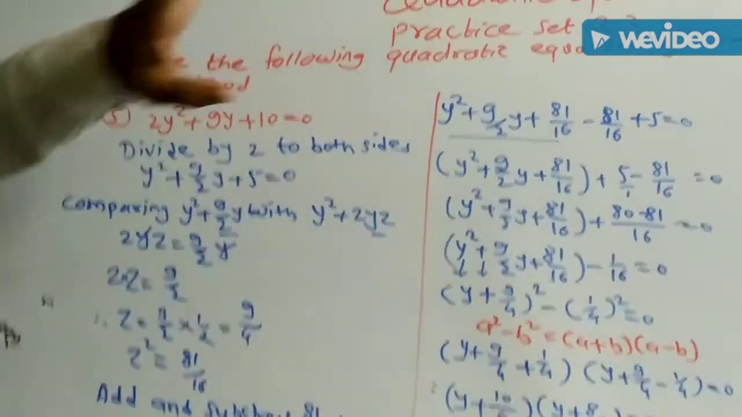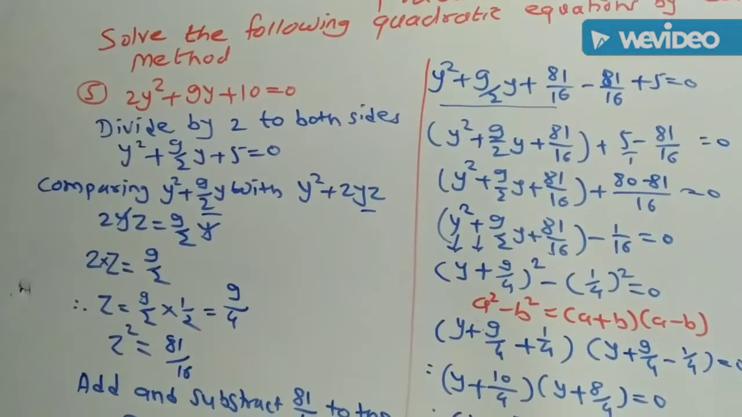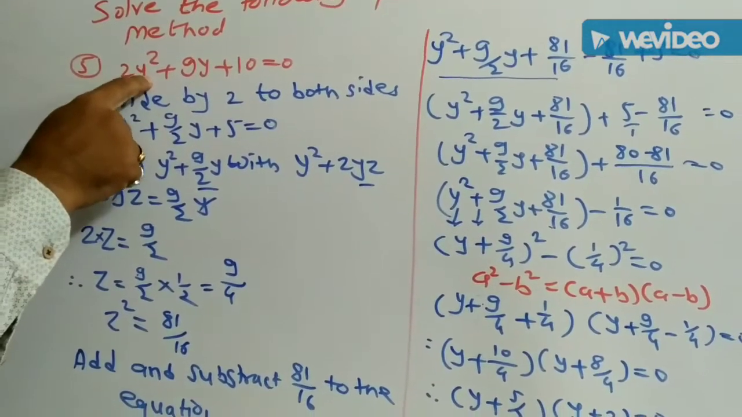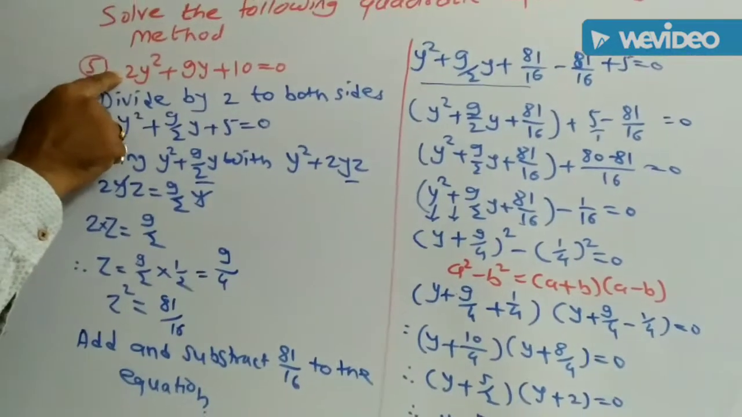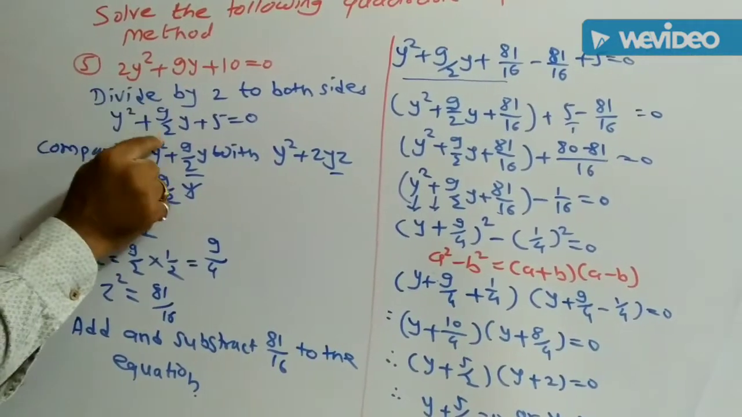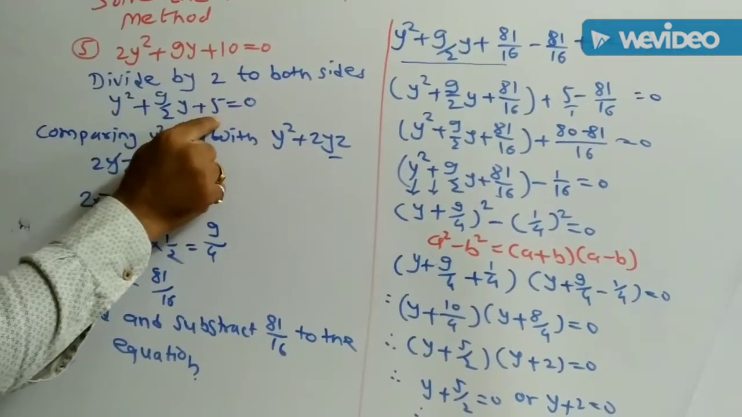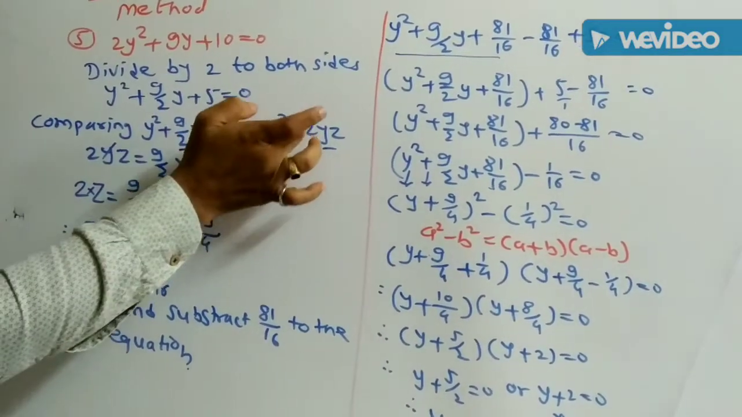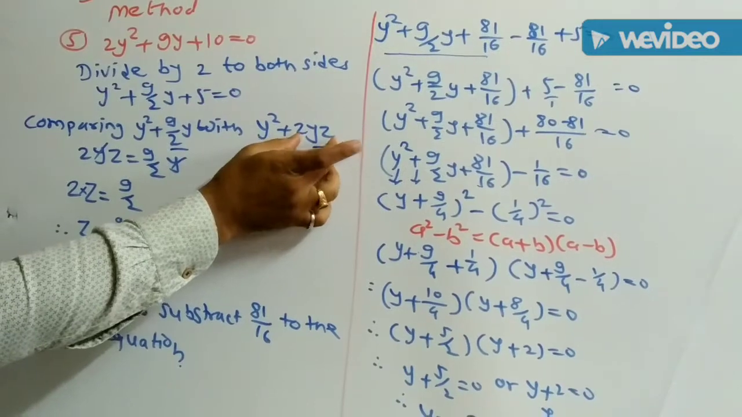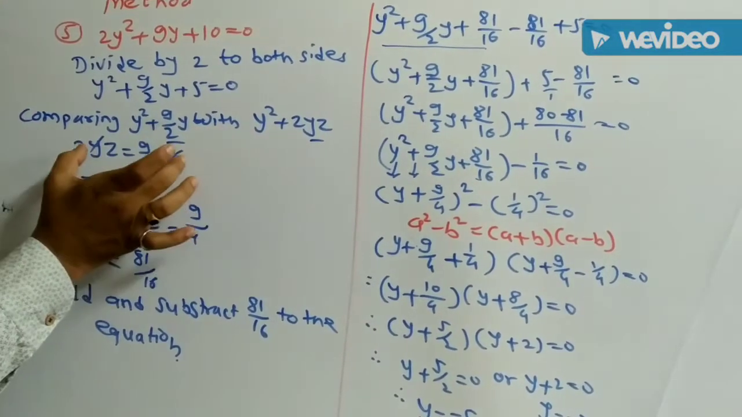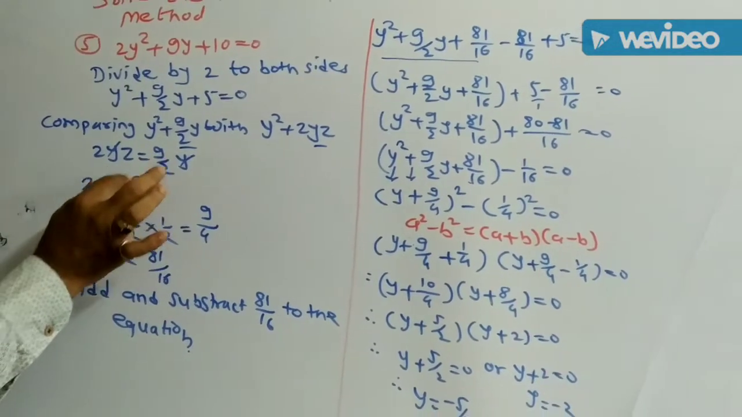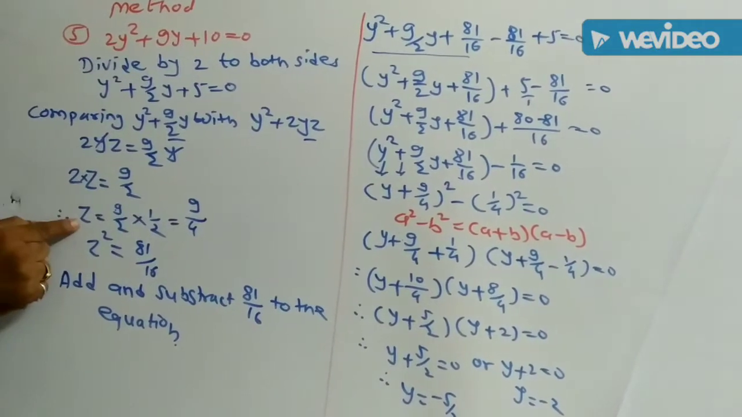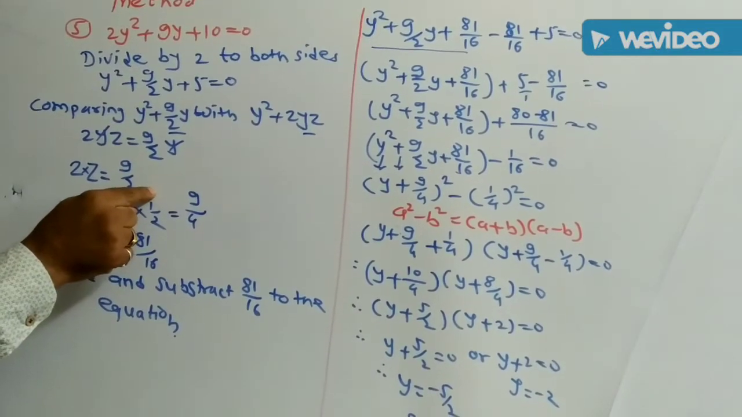2y square plus 9y plus 10 is given. Firstly, make the coefficient of the square term 1, therefore divide by 2, we get y square plus 9 upon 2y plus 10 divided by 2, that is 5. Compare the first two terms of the LHS with y square plus 2yz, that is 2yz is equal to 9 upon 2y, y gets cancelled, 2z is equal to 9 upon 2. To find the value of z, the multiplication by 2 gets converted to division.